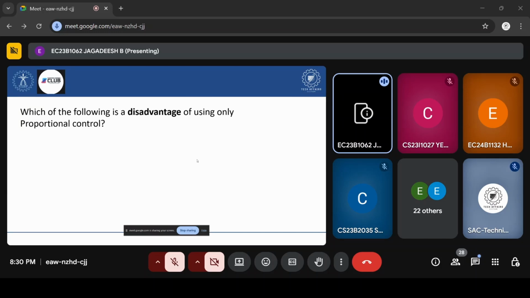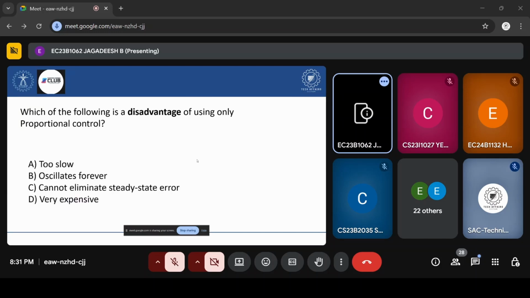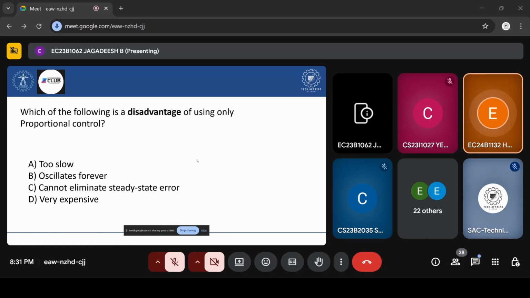So what is the disadvantage of proportional control, like only just using proportional? B, right? Oscillates forever and cannot eliminate. It oscillates, right? C. B, right? No, not B.